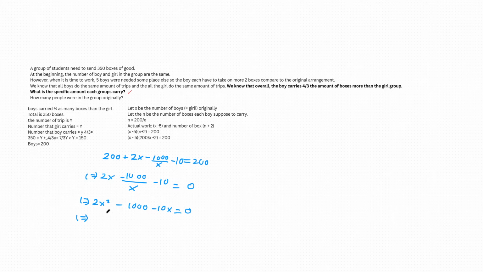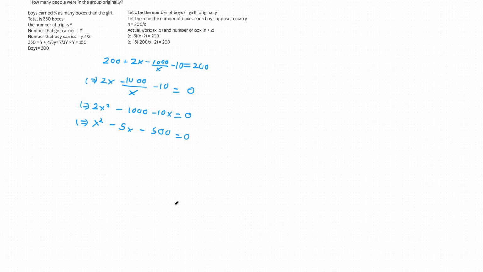We can simplify this and rearrange it a little bit. Divide everything by 2, so x squared minus 5x minus 500 equals 0. Sorry, minus 500, not 5,000. That's a lot of numbers. And now we can use the Vieta's model.